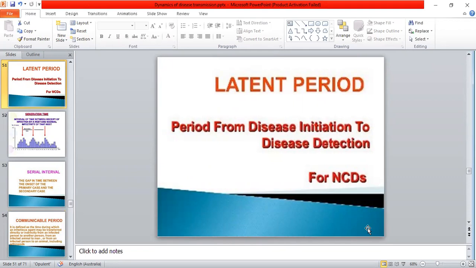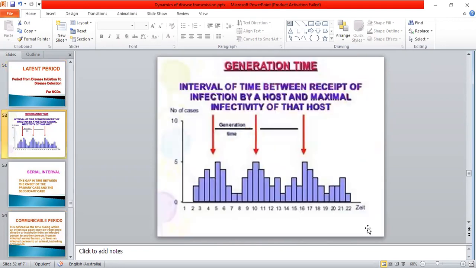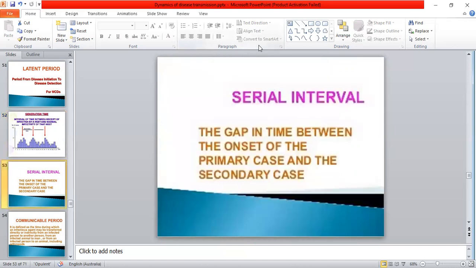Latent period. Period from disease initiation to disease detection is called latent period. Generation time. Interval of time between receipt of infection by a host and maximal infectivity of the host. Serial interval. The gap in time between the onset of primary case and the secondary case.